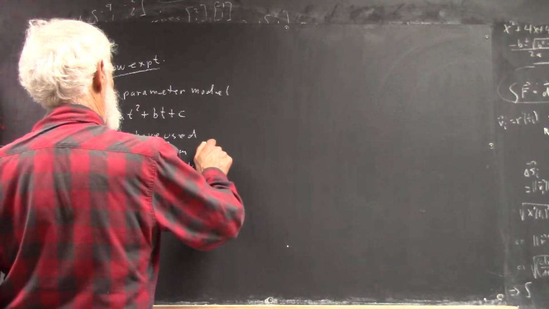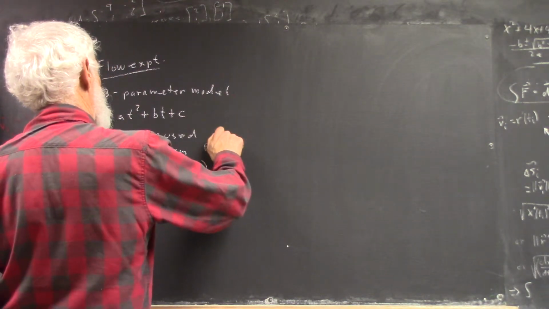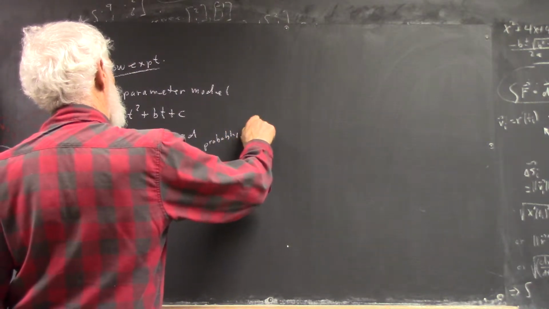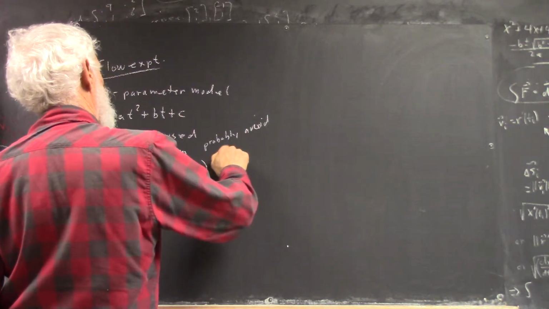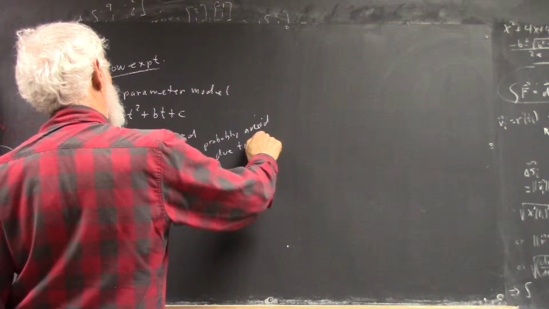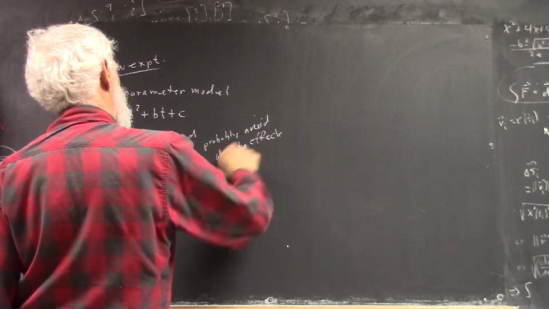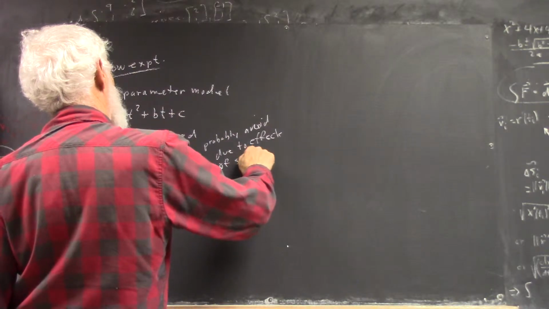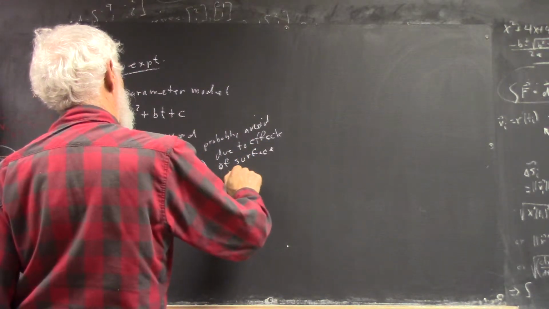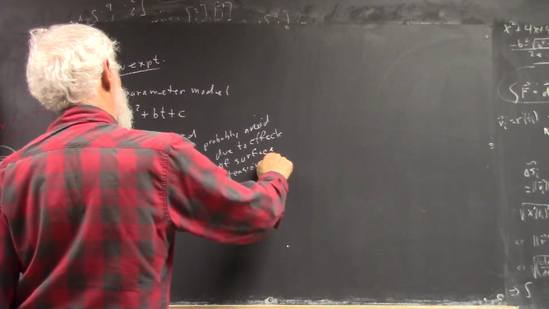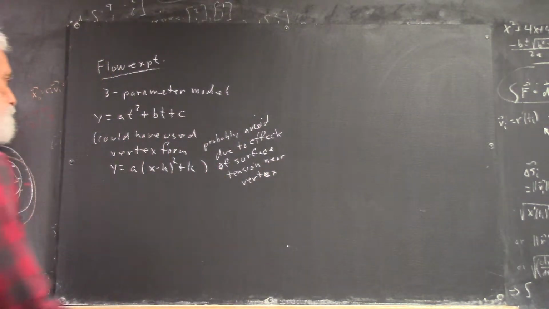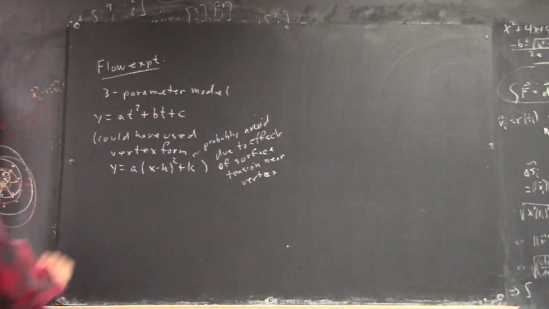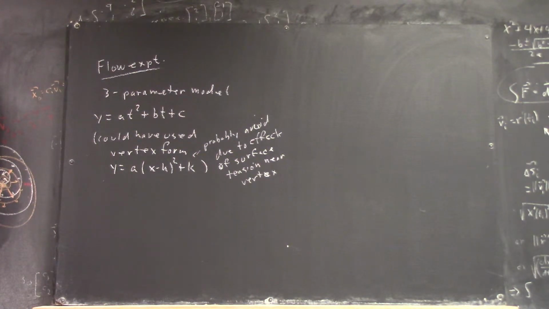I'll just say probably avoid this model, because this model would require you to know where the vertex is. Okay? And if you assume it's where you think it is, you're probably off.